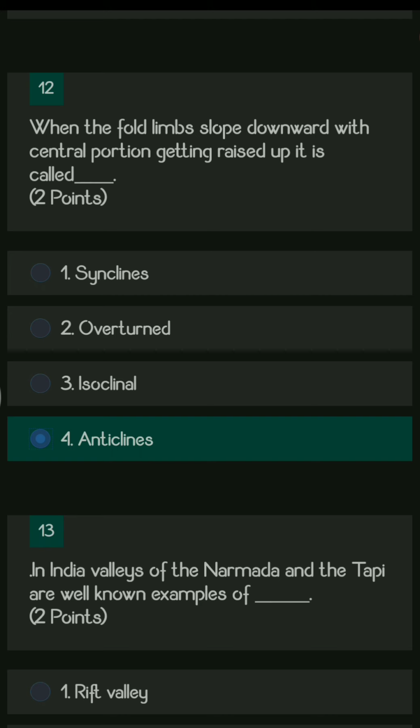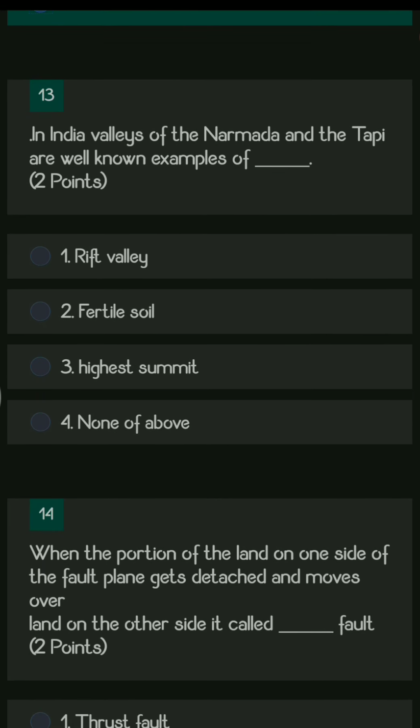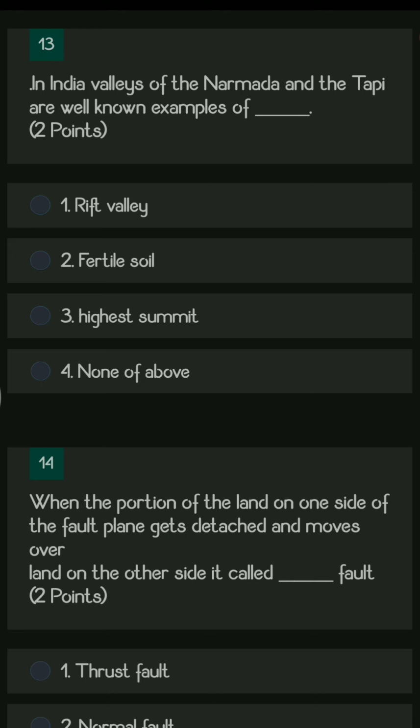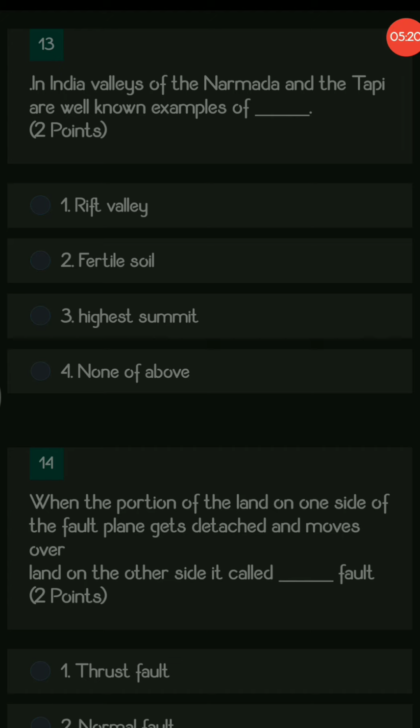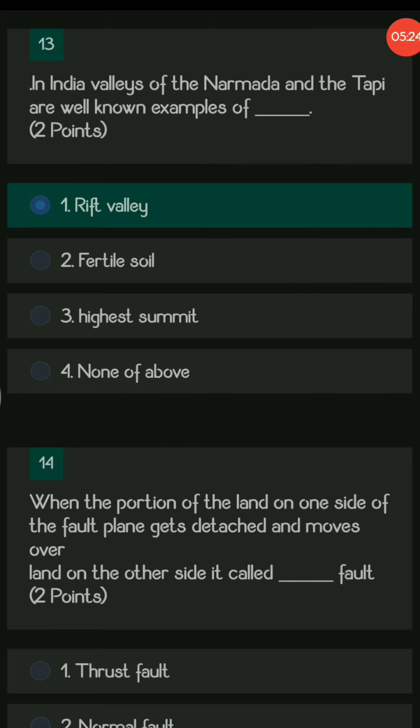Next question: in India, the valleys of Narmada and Tapi are well-known examples of dash. The options are Rift Valley, fertile soil, highest summit, none of the above. The Narmada and Tapi valleys are well known for being Rift Valleys. Next question.